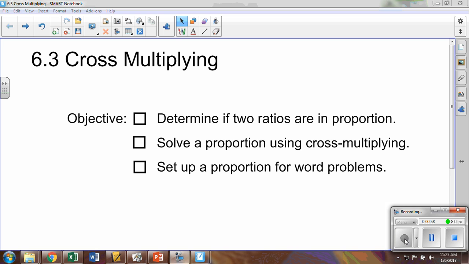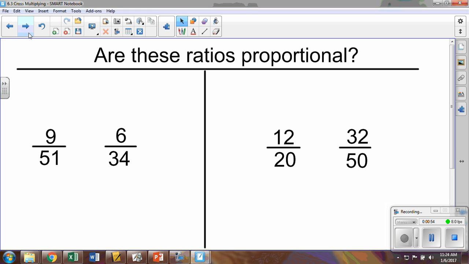But there is one other objective that we're adding to it. In particular, we're going to also use cross-multiplying to figure out if two ratios are actually proportional. We will also use cross-multiplying to solve, and then we'll also see setting up some word problems like we had done yesterday.